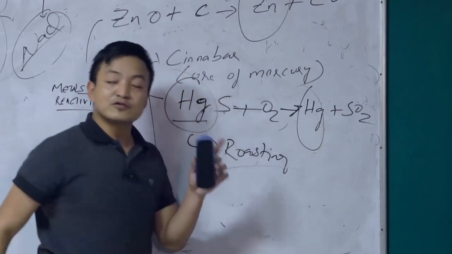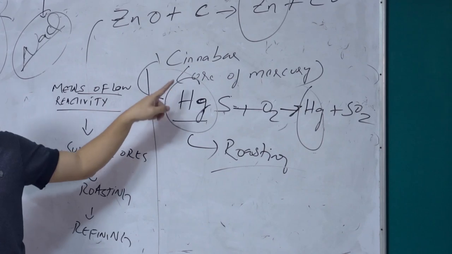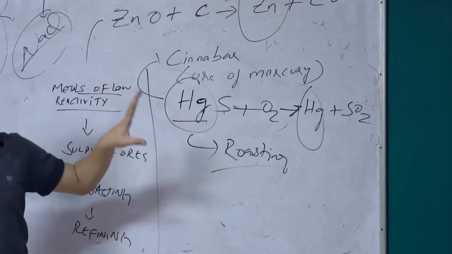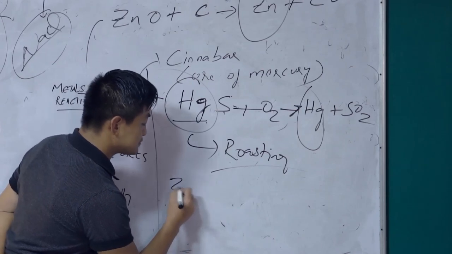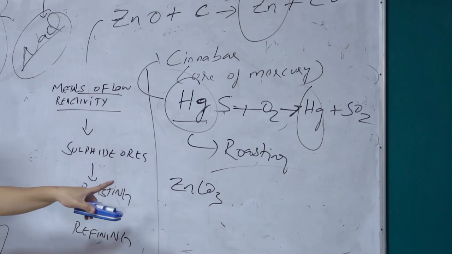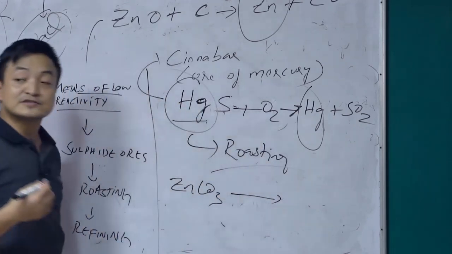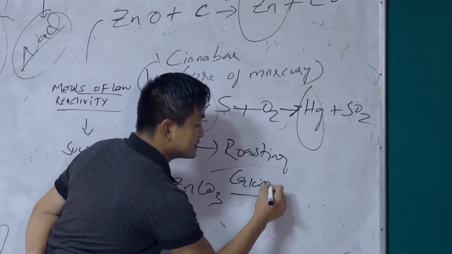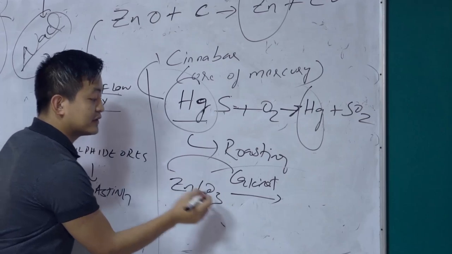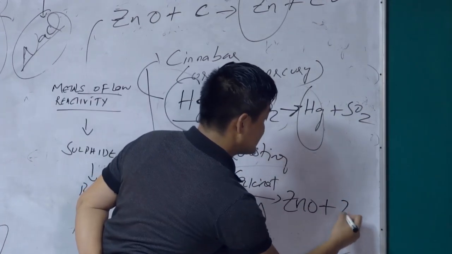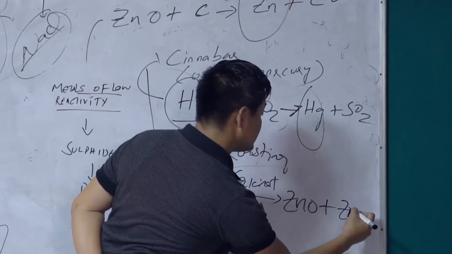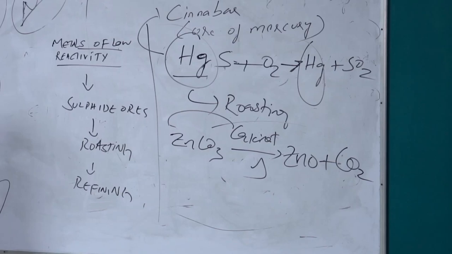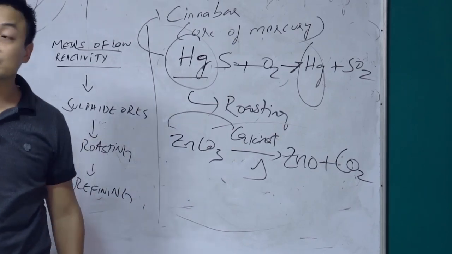I just want to make you clear again, students. If along with a metal you have S, that means sulfide, then you have to apply roasting, that means presence of air. And if you have a carbonate ore, then what process do you have to apply? You have to apply calcination. That means heating in the absence of air. C for calcination, C for carbonate. So you'll get zinc oxide and zinc. Clear? So students, please note down this equation. This is how we get a pure metal.